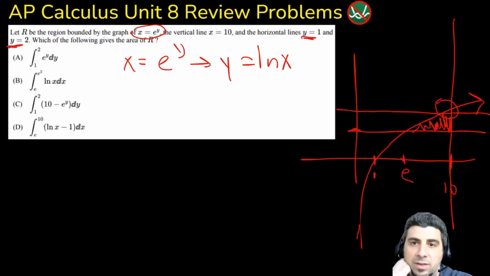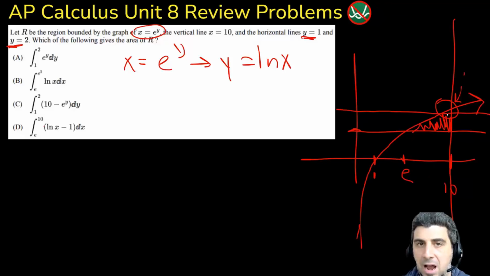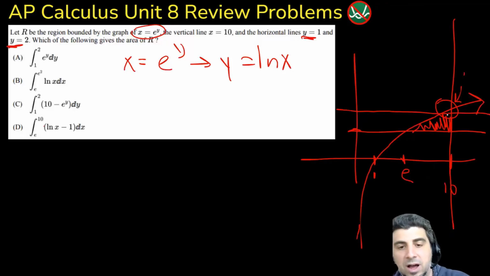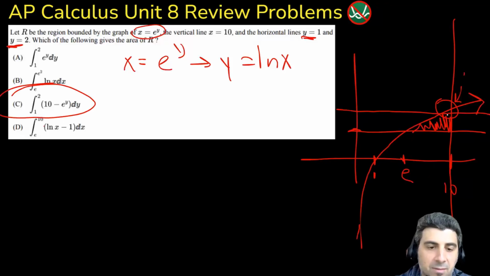It's hard to determine whether or not that little triangle piece up there is included or not, because I don't know exactly where the intersection point between natural log of x and 10 is. But I know that if I integrate with respect to y, I only have the right and left boundaries. I have the right boundary of 10 and the left boundary of natural log x, or e to the y. So I'm going to pick this one, which is the integral from 1 to 2 of 10 minus e to the y. The integral's limits need to be in terms of y, also dy. So 1 to 2 is what's good here.